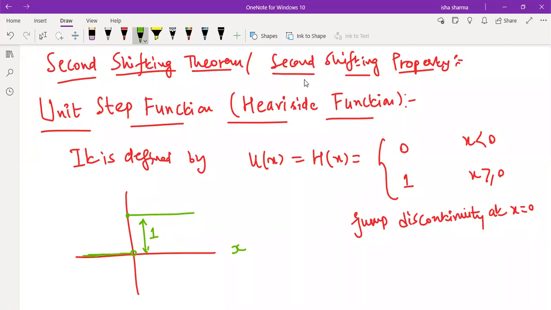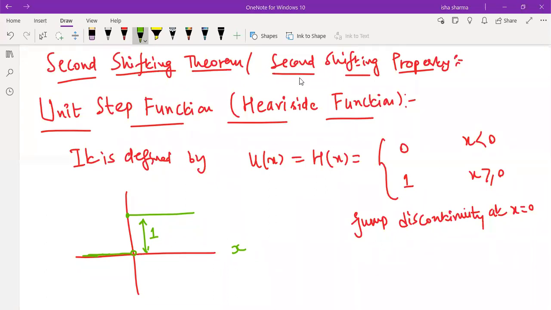And other than that it also has many applications, but particularly we will be using it to help us mathematically in solving the Laplace transform and Laplace inverse transform. How we will be using it will be explained by the second shifting theorem, but right now we just need to first understand the definition of this function. So I hope the definition is clear. It's a piecewise continuous function having a jump discontinuity at x equals 0.